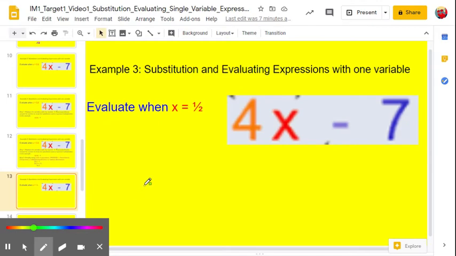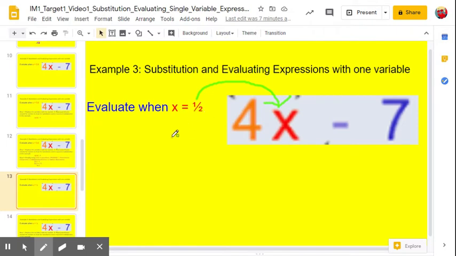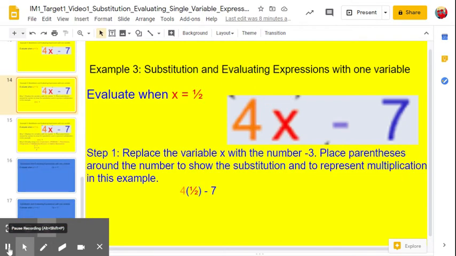Our last example, let's use a fraction. So we're going to evaluate the expression 4x minus 7 when x equals 1/2. So first step, same thing, replace x with 1/2. That is the substitution process. Sometimes we use non-academic vocabulary, would be plug it in. We're going to plug in 1/2 for x, but the formal academic vocab is substitution. We're going to substitute 1/2 for x. So we get 4 times 1/2 minus 7.